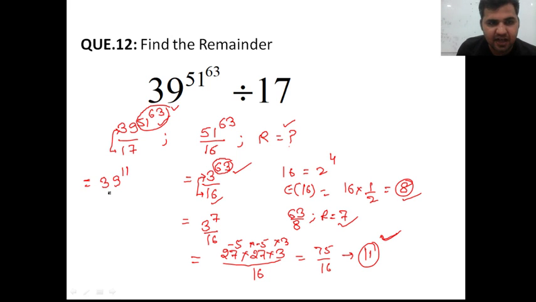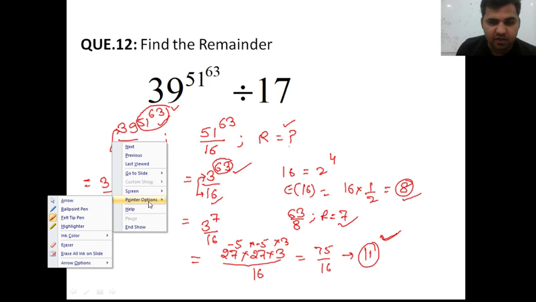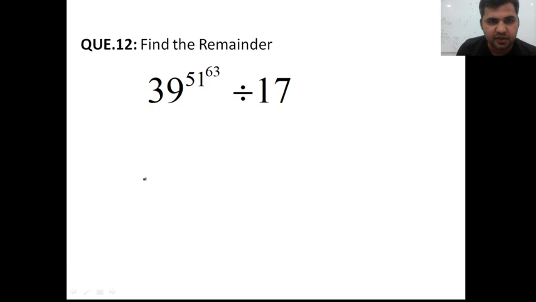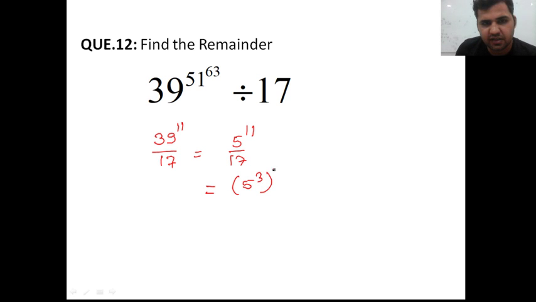39 power 11 divided by 17, right? So I'm removing what I have just written down. Finally our question will become 39 power 11, that is supposed to be divided by 17. Now 39 divided by 17, what is the remainder that you will get? 17 into 2 is 34, so you can write it down as 5 power 11 upon 17. So now 5 power 11 is what? This can be written as 5 power 3 into 5 power 2, that is 25. Now 5 power 3 is 125.